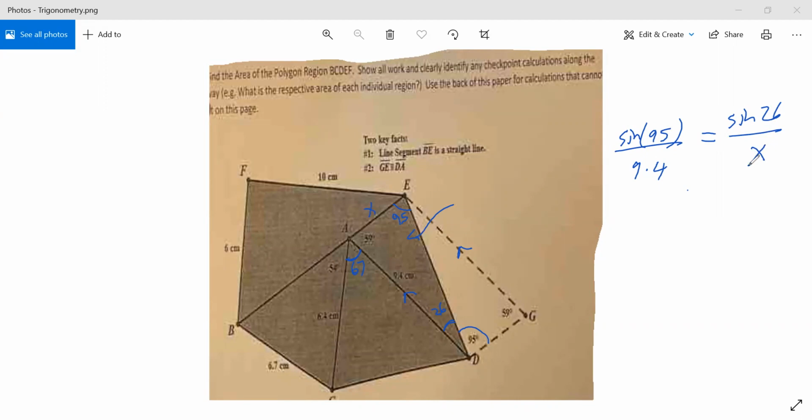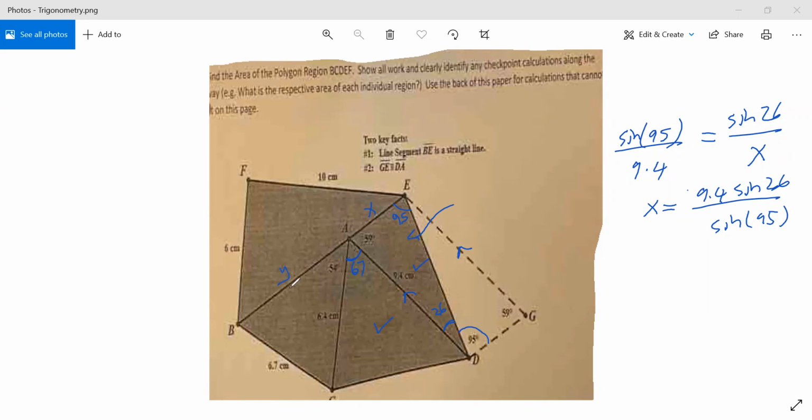And once I have the x, then x is going to be 9.4 divided by sine of 95. Once I have x, then I can again use the area formula to compute the area of this. So this area is fine. Now let's come back to this side. So let's call this y, and again use the law of sines to find the y.